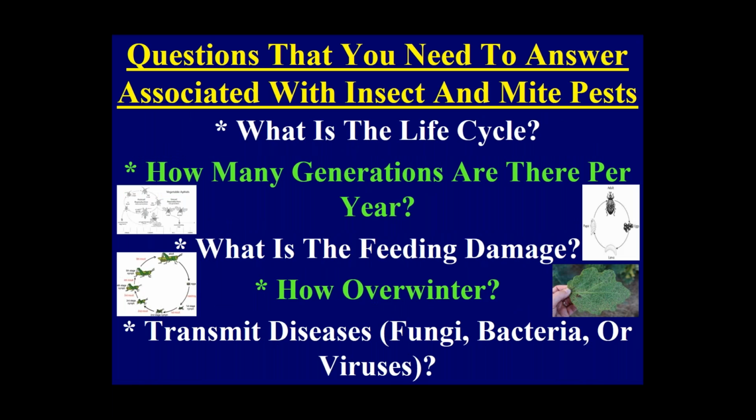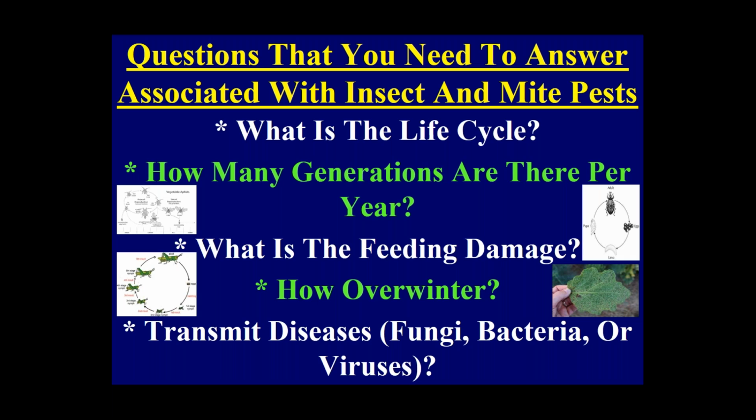Some other questions we need to answer associated with these insects and mite pests is, what is their life cycle? Okay, egg, larva, nymph, and adult. How many generations are there per year? Okay, and that will vary depending on temperature. What is the feeding damage? Okay, and that's part of the diagnosis process. Okay, where are they feeding?